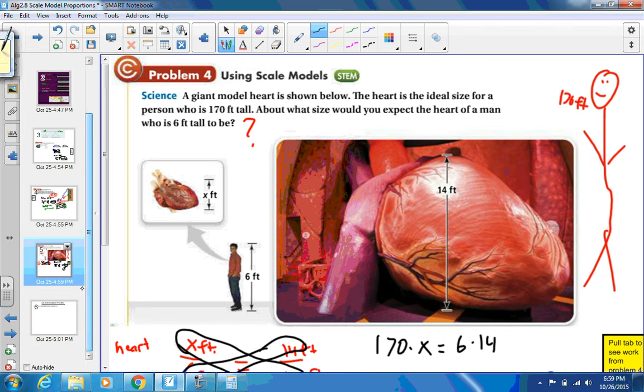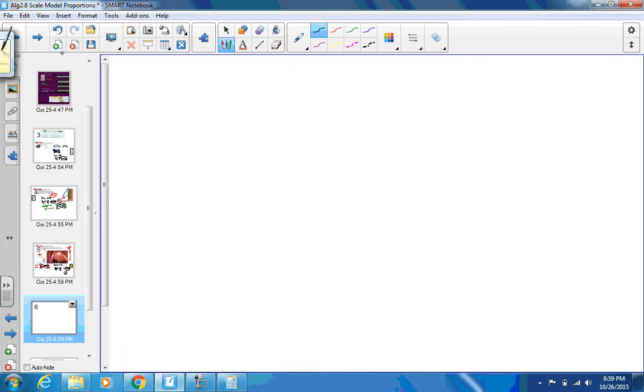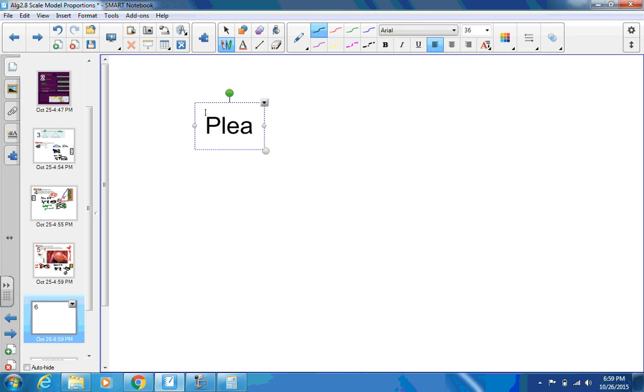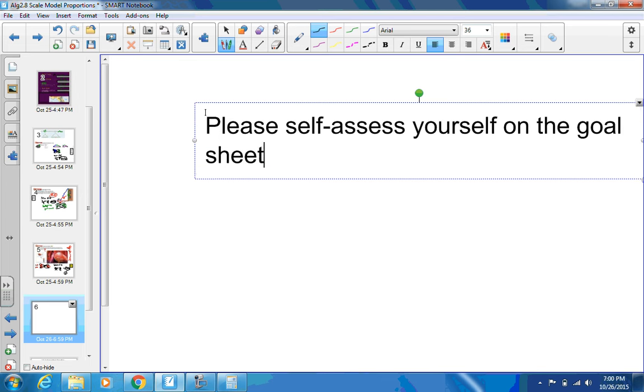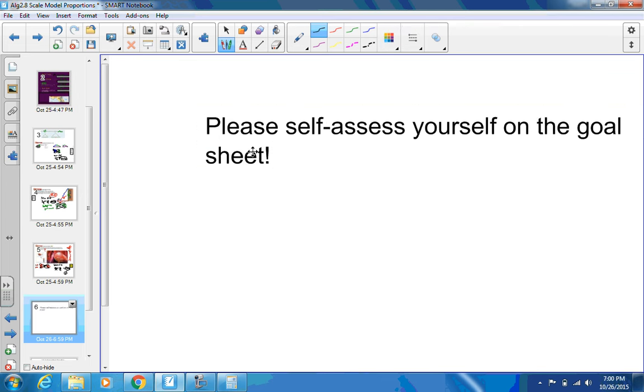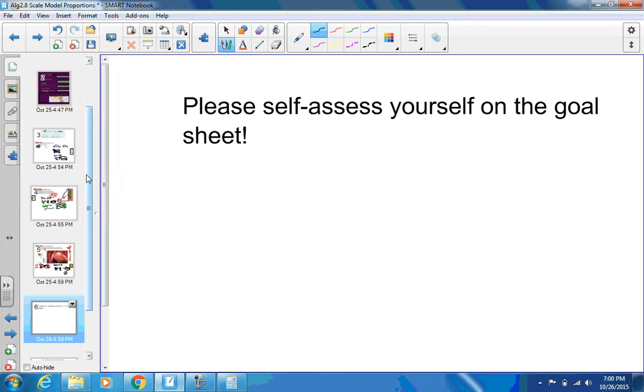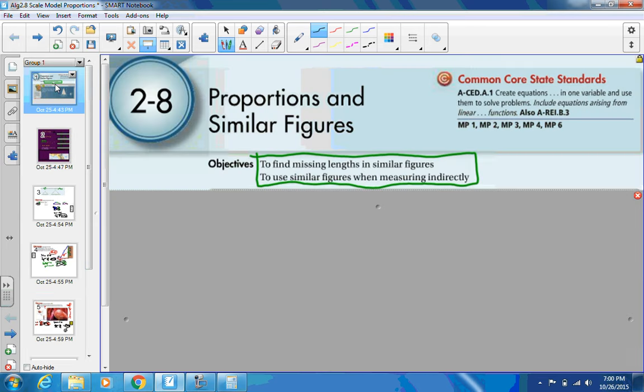All right, now before you're done, again, make sure you're taking quality notes on this. If you have to go back, feel free to take some more, but please self-assess yourself on the goal sheet. All right. If you have any questions, write them down and bring them to class. Otherwise, those are your goals, and we'll see you next time.